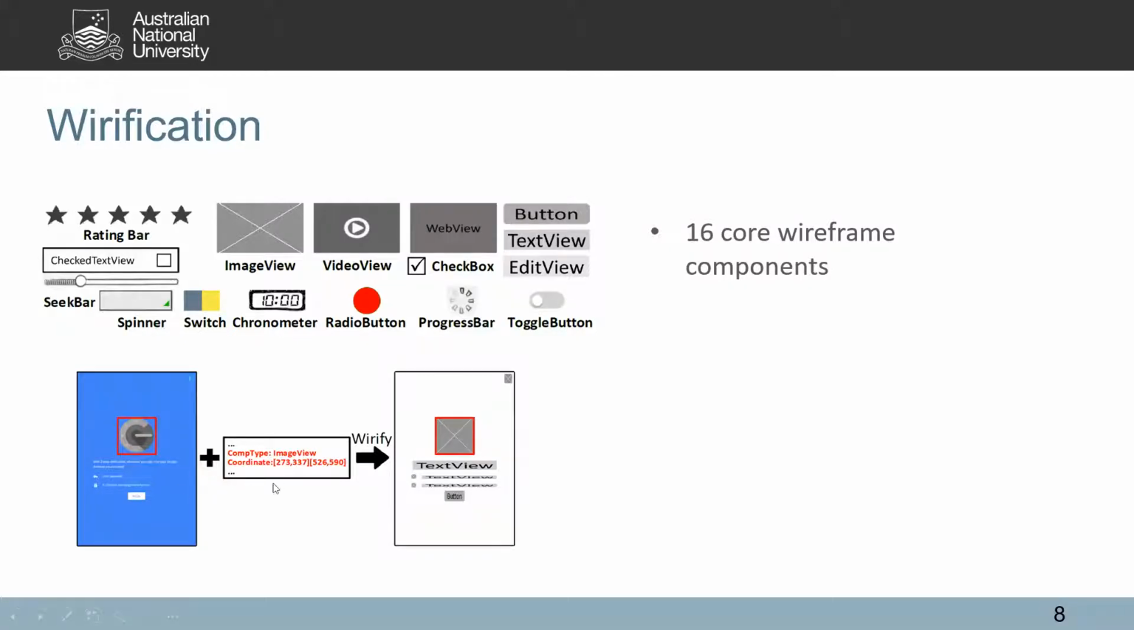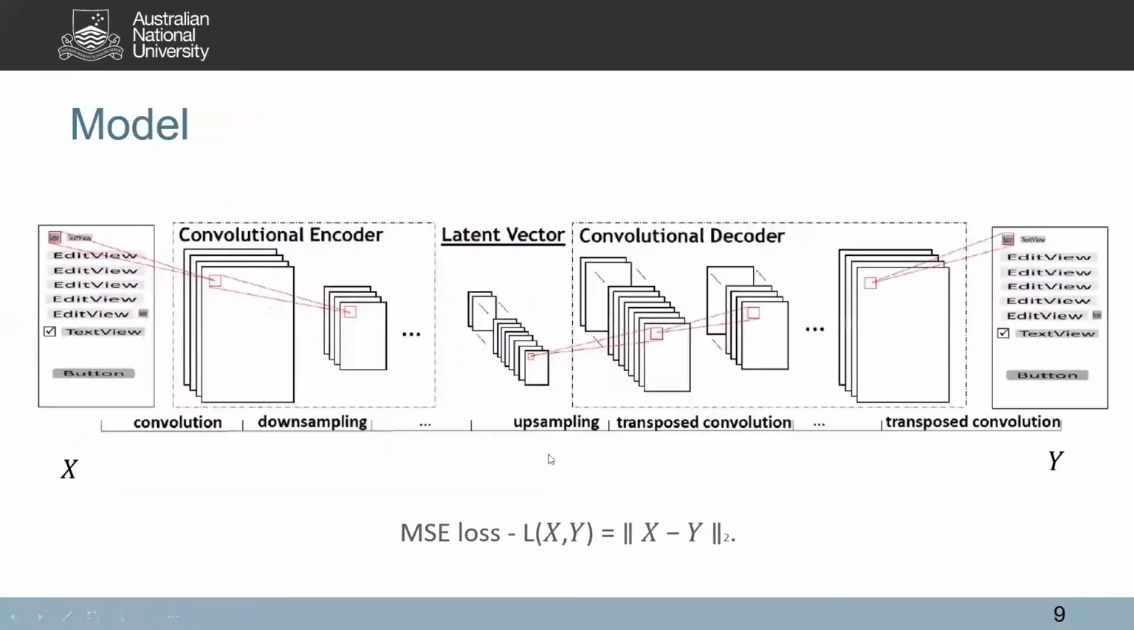Using the metadata collected during the data collection process, we convert the UI design into the corresponding wireframe. Here is the structure of our model. Our model is comprised of several convolutional layers, downsampling layers, and upsampling layers. It takes as input the wireframe image and encodes it into the latent vector. After that, it reconstructs from the latent vector. Our loss function is the MSE loss.